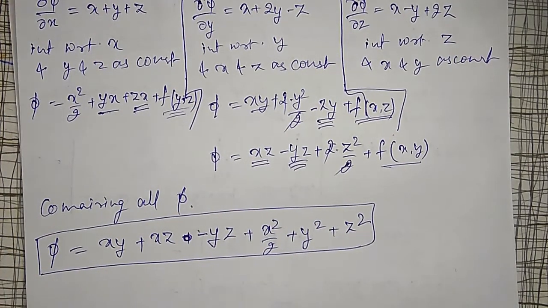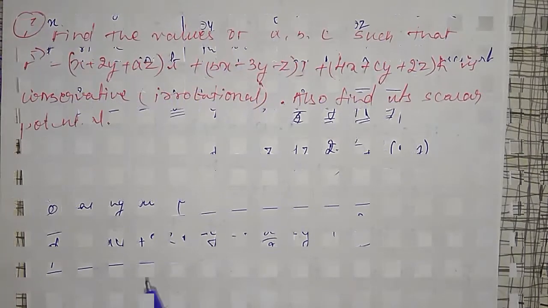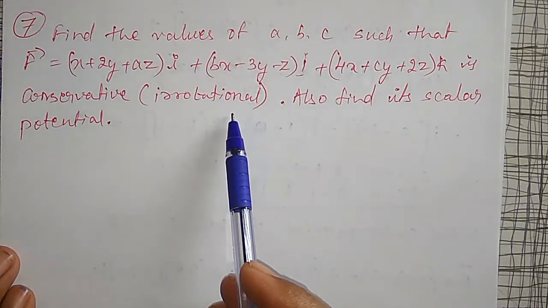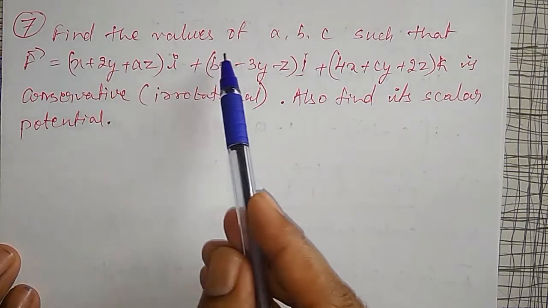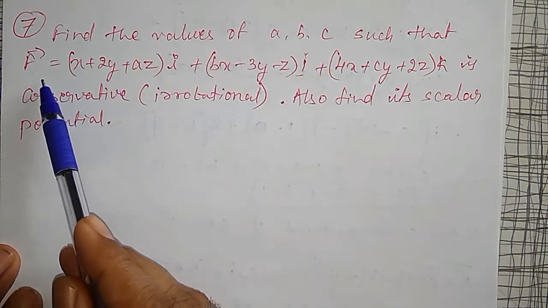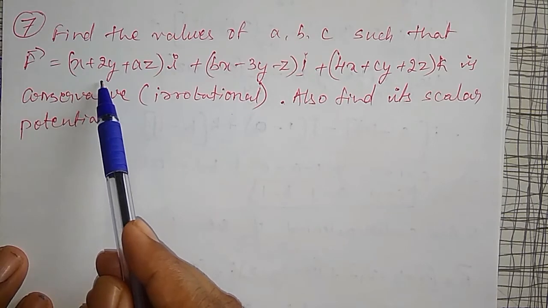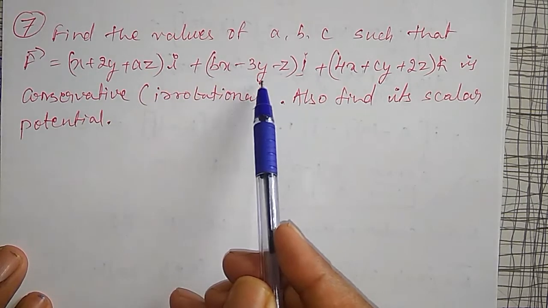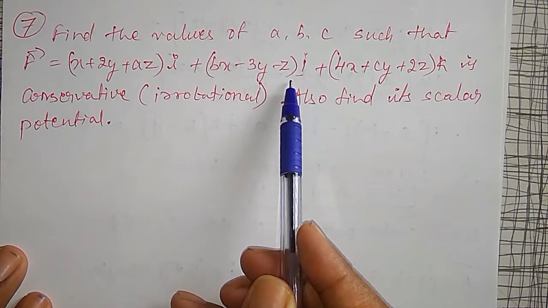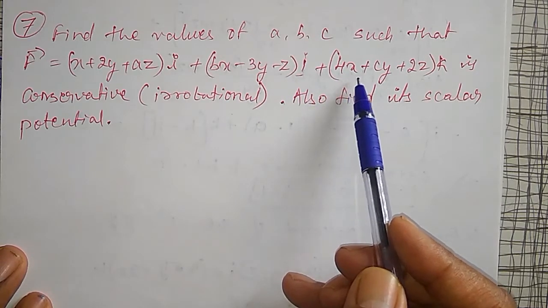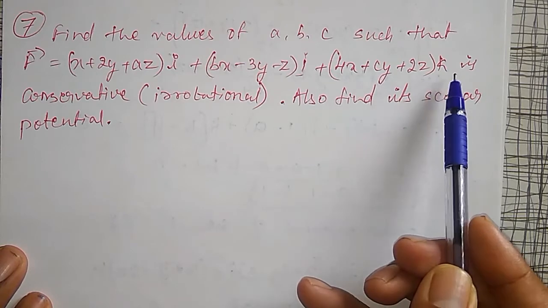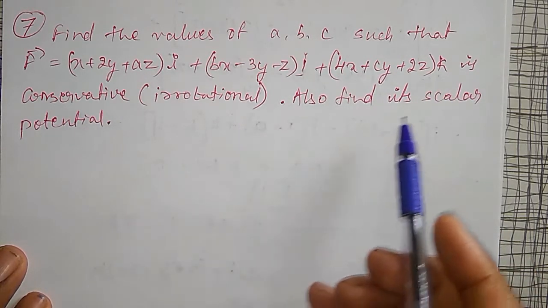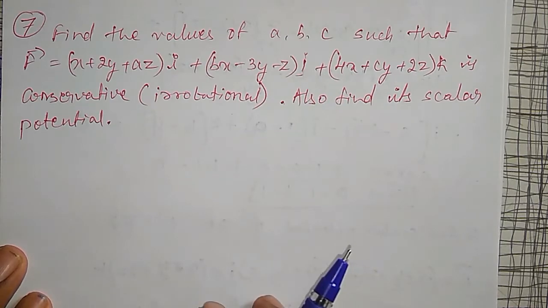Okay, thank you friends. Another example on conservative force or irrotational field I am going to discuss here. Find the value of A, B, C such that vector f is equal to (x plus 2y plus az) i plus (bx minus 3y minus z) j plus (4x plus cy plus 2z) k is conservative or irrotational. Hence, find the scalar potential.